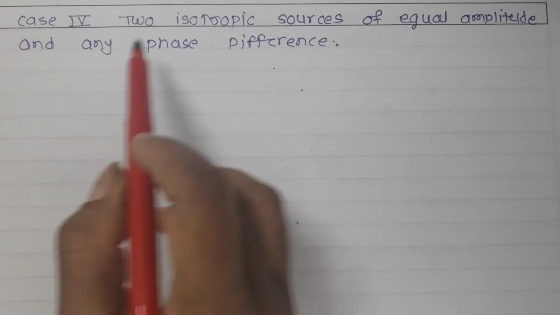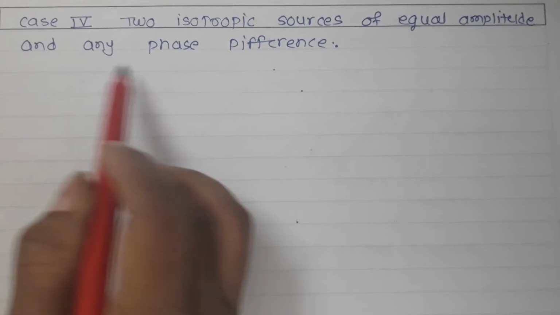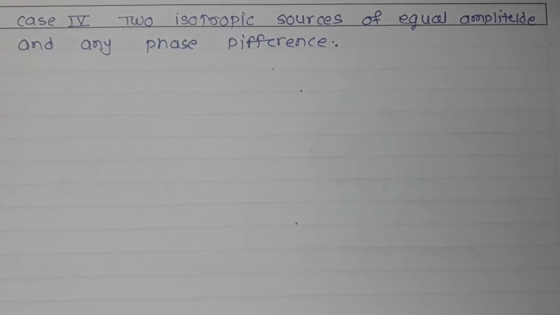In today's session, we are going to talk about the two isotropic sources of equal amplitude and of any phase difference. Till now, we have considered the three cases. This is our fourth case. Now, consider the current phase difference between the sources be alpha, and then the total phase difference will be.